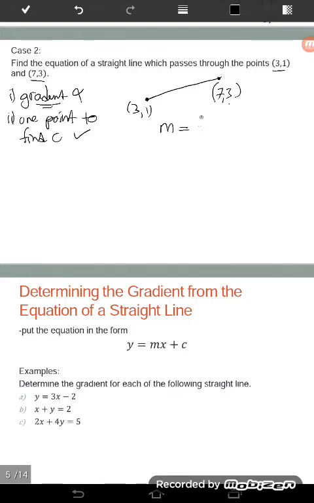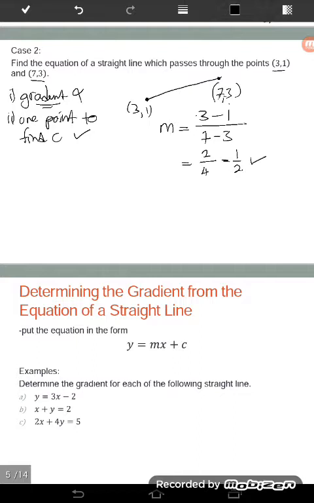So gradient is equal to the difference in y, which is 3 minus 1, divided by the difference in x, 7 minus 3. So the difference in y divided by the difference in x. So 3 minus 1 is 2, divided by 7 minus 3 is 4. So equal to 1 over 2. So we already have the gradient and 1 point to find C.